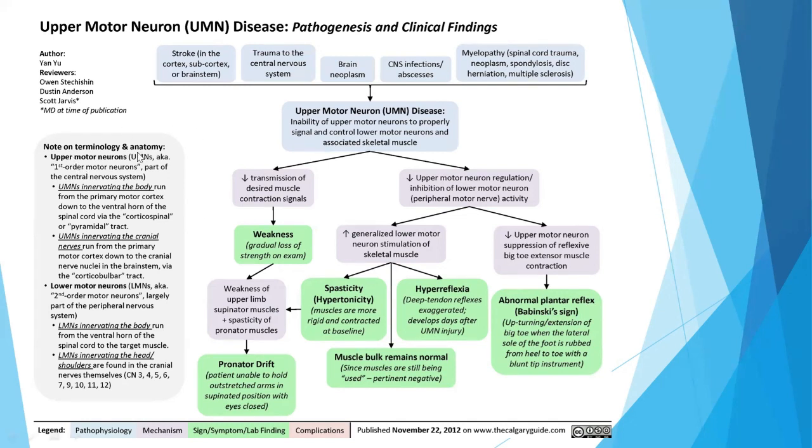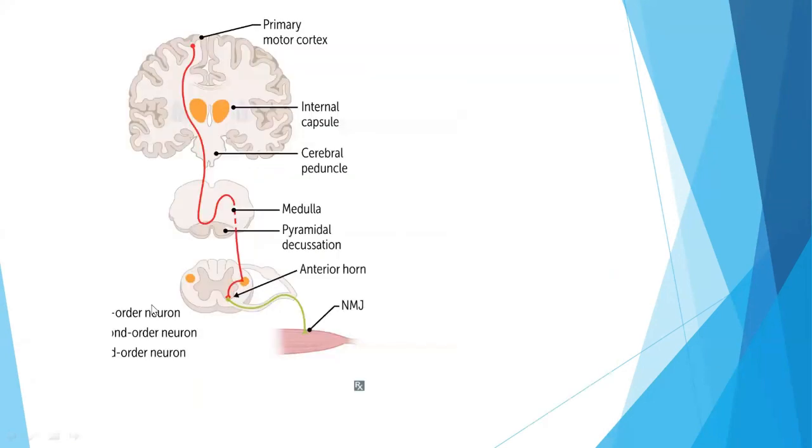Again, we have here a note on terminology and anatomy. So, upper motor neurons are the first order motor neurons as a part of the CNS. Okay, and the lower motor neurons are largely the part of the peripheral nervous system that we have discussed earlier in the picture where I showed you this.